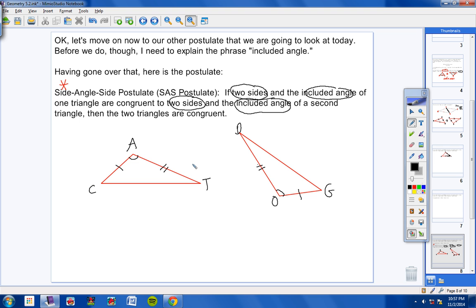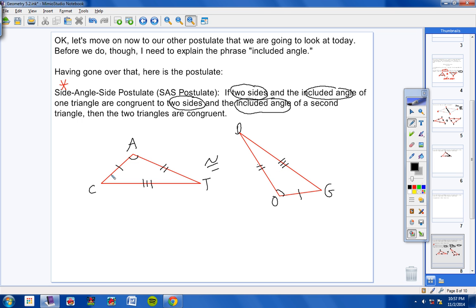Now that we know for sure that these two triangles are congruent, then we know that the rest of the parts of this triangle here have to be congruent with these parts over here. So we know for sure the third side has to be congruent to the third side. We know that. Now be careful here.